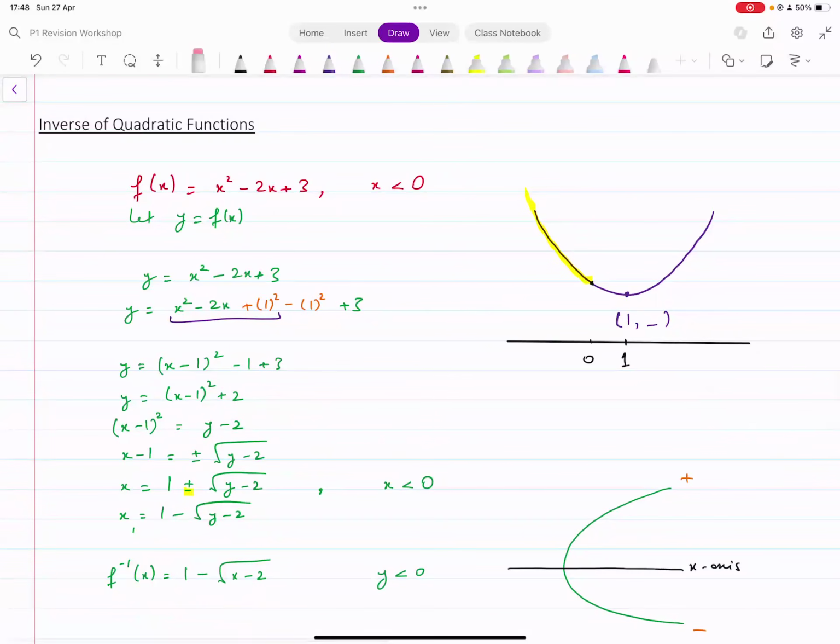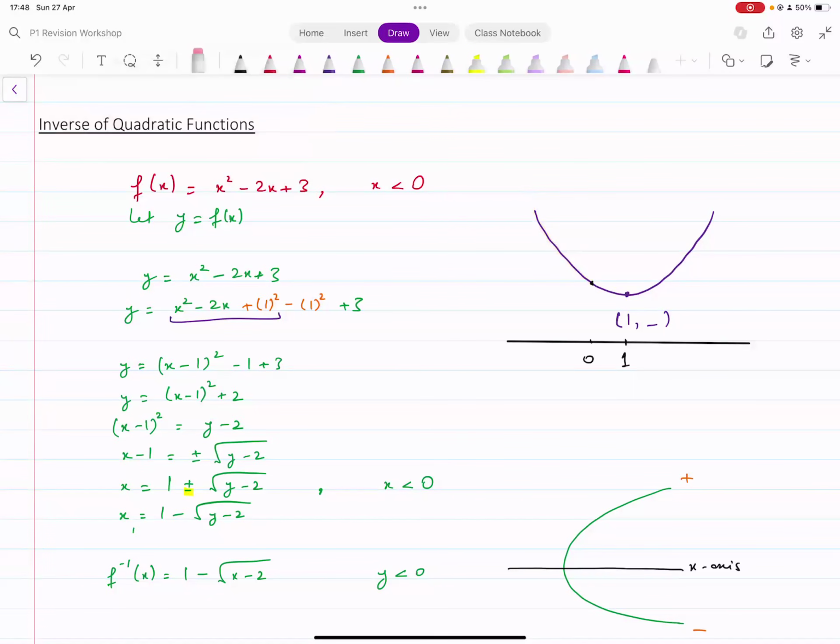Inverse of quadratic functions. Now, quadratic functions also have an inverse. How does that make sense? Quadratic functions are generally not one-to-one, and an inverse only exists for one-to-one functions. So if you consider this whole graph, it is not one-to-one because it fails the horizontal line test. But you can still find the inverse if you restrict the domain of this graph.